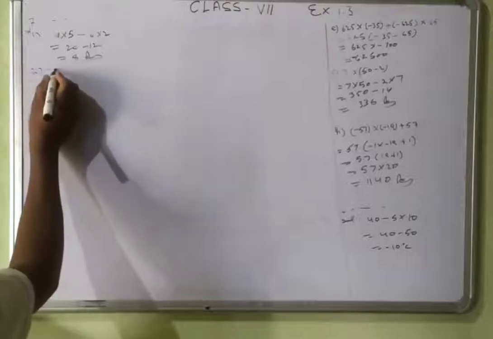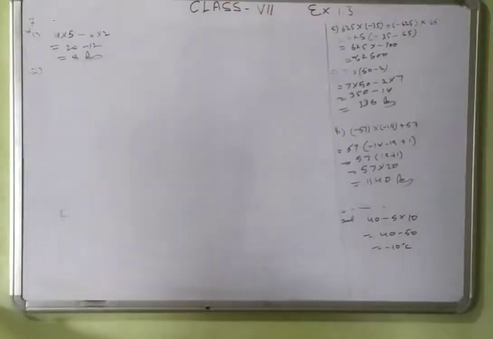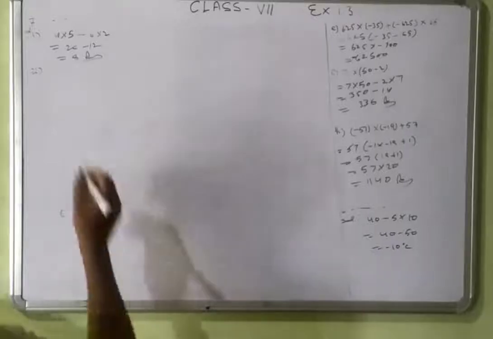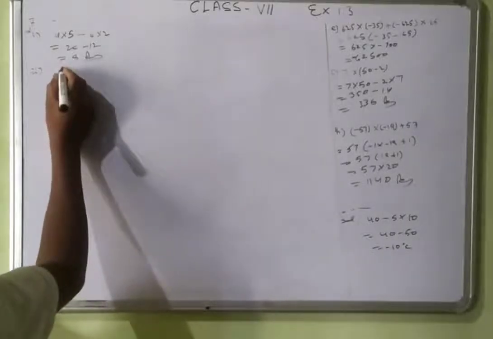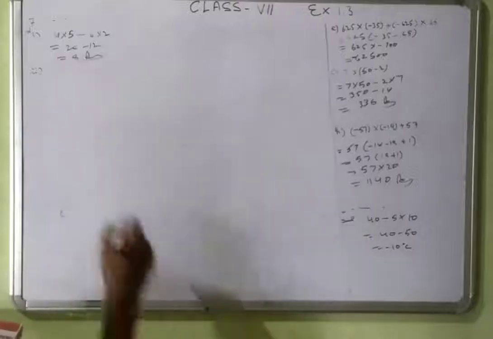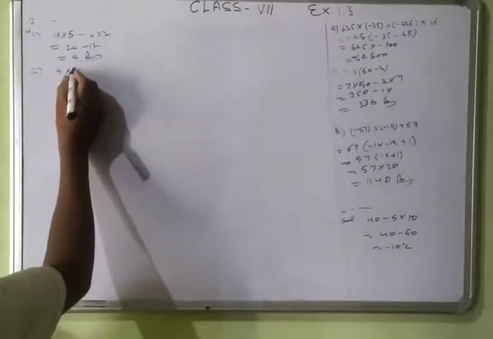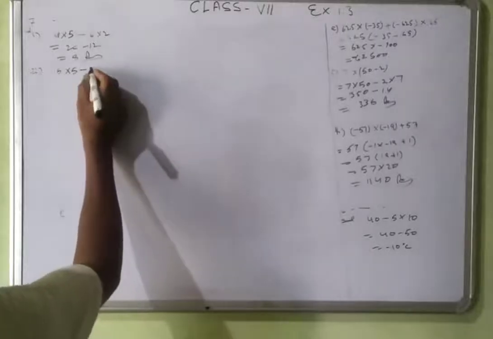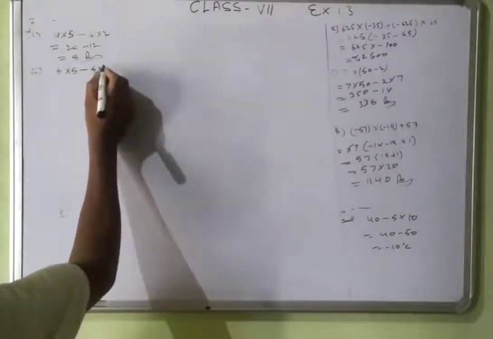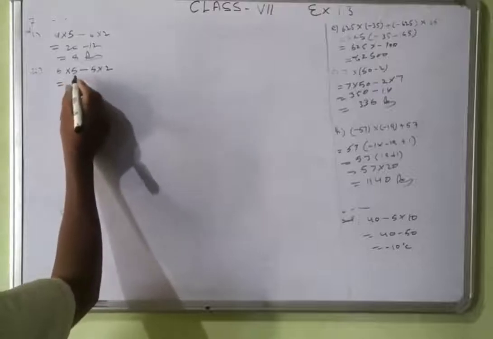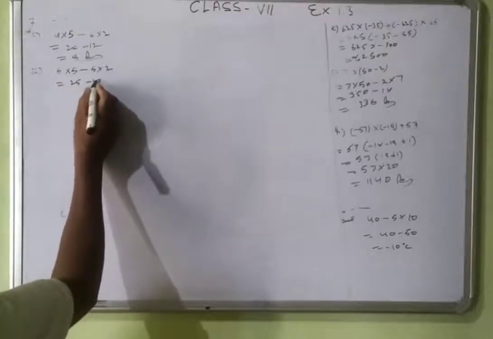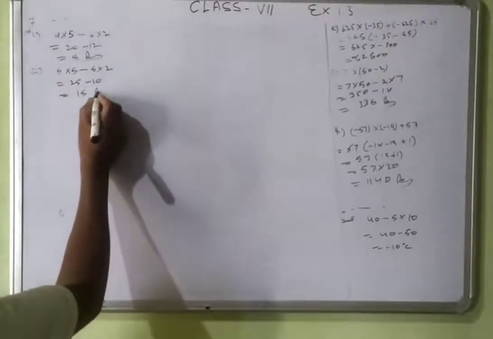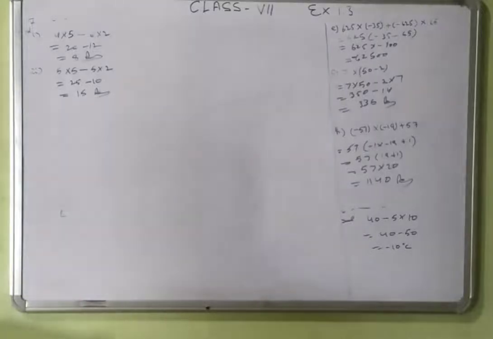It means Mohan got only 8 marks. Second part, Resma gets 5 correct answers. So that 5 multiply 5, and then minus 5 incorrect answers, 5 into 2. 5 fives are 25 minus 10. It means 15 marks. Resma gets 15 marks.